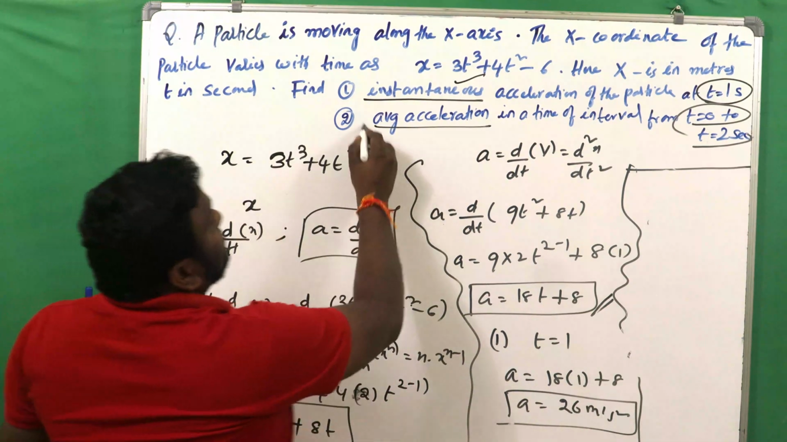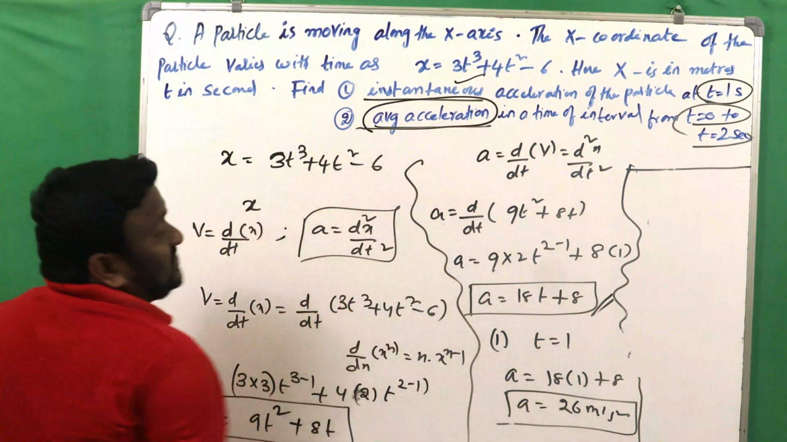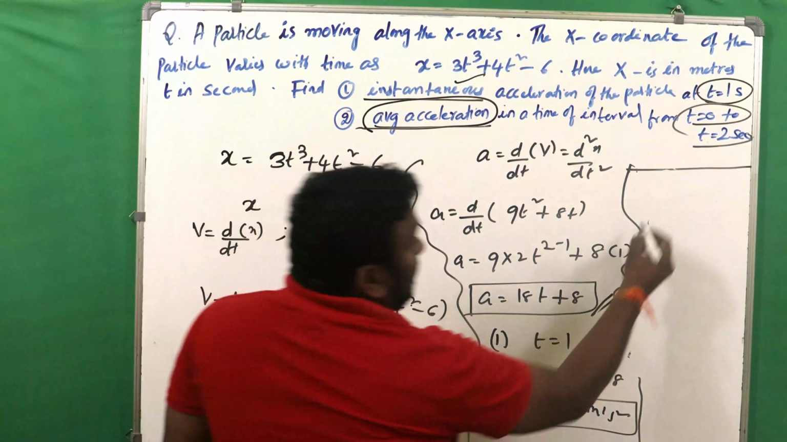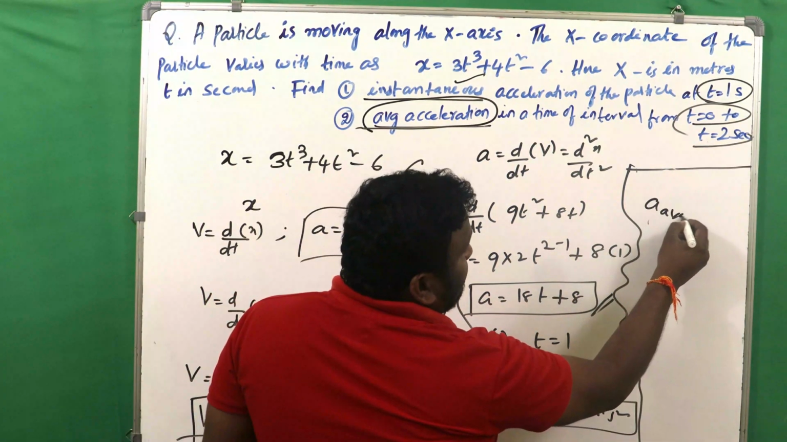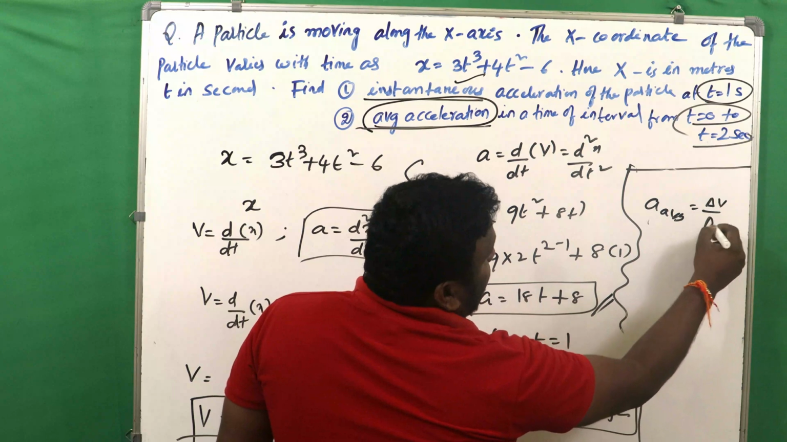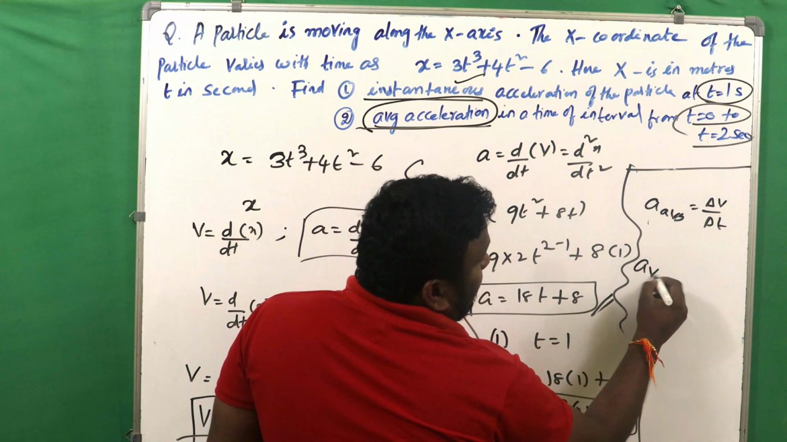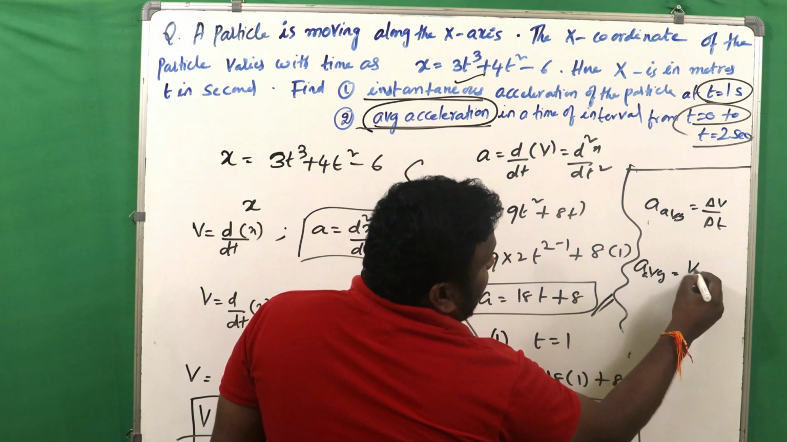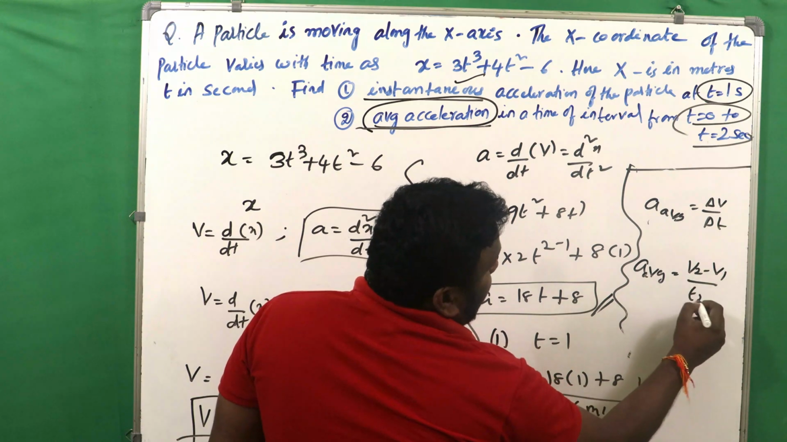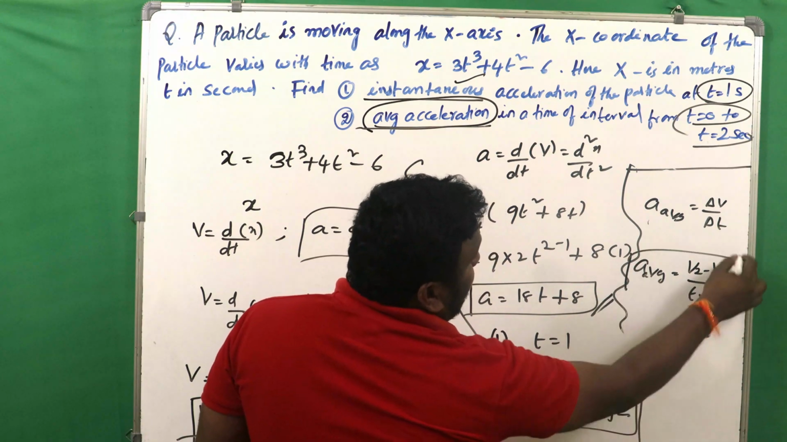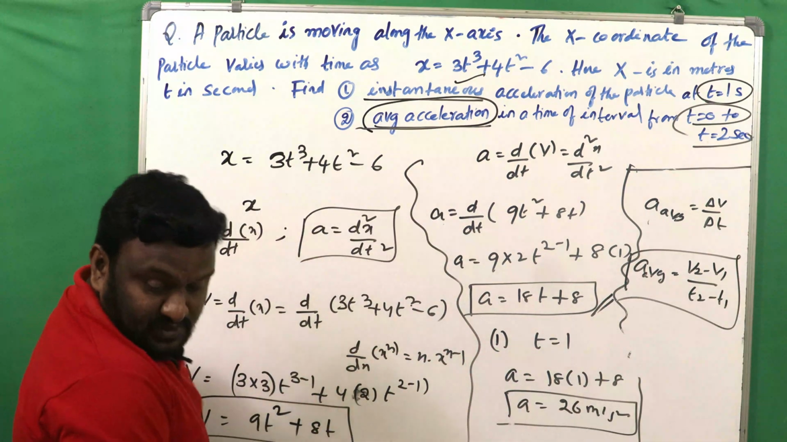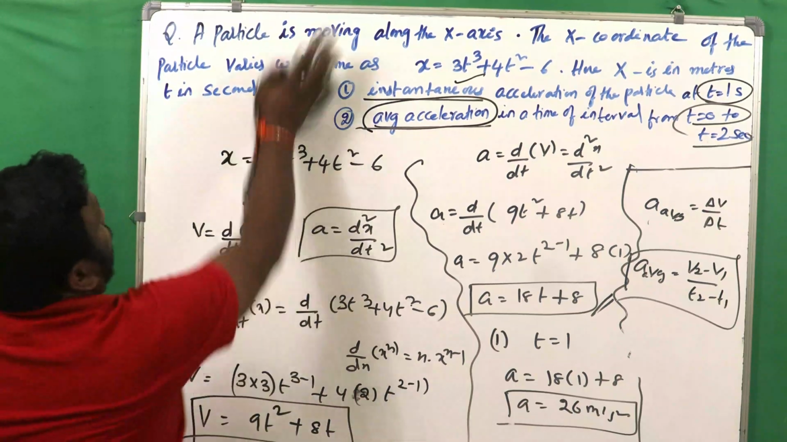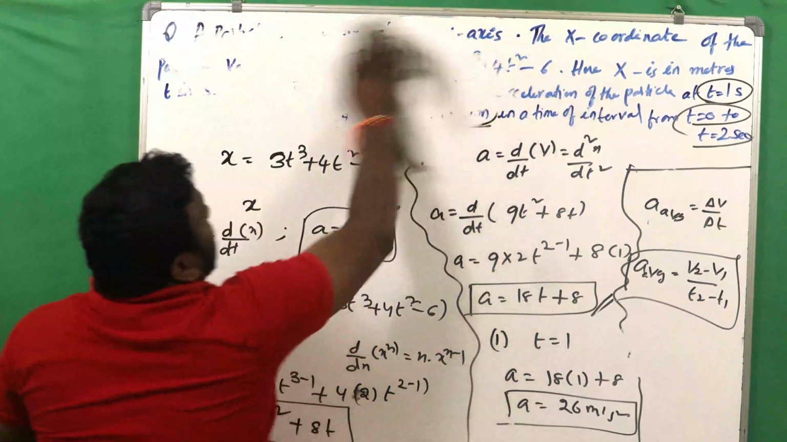Now what you have to find out? The second one is average acceleration. We have to find it. So already what we know, average acceleration is equal to Δv/Δt. That means a_avg = (v2 − v1)/(t2 − t1). This is the formula we are going to use. Clear?